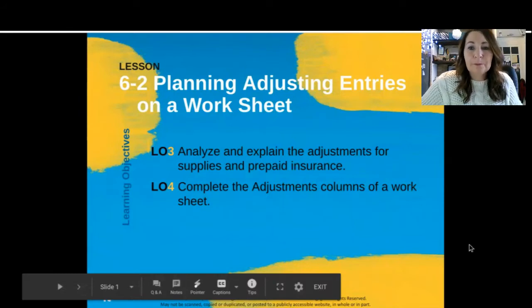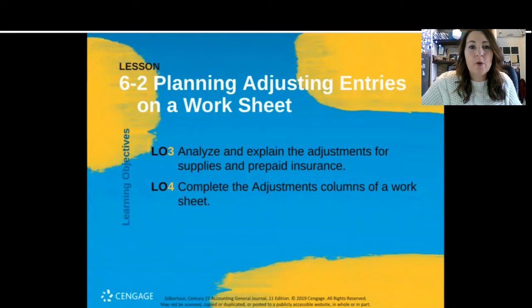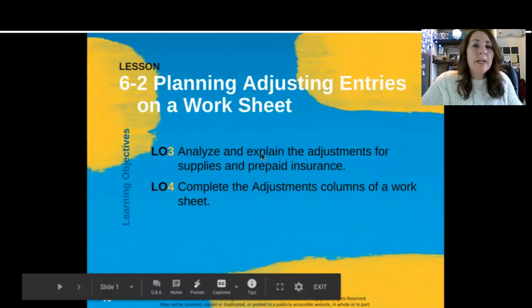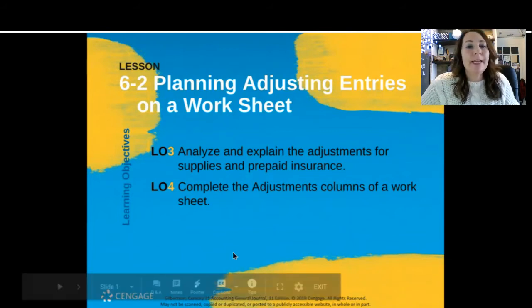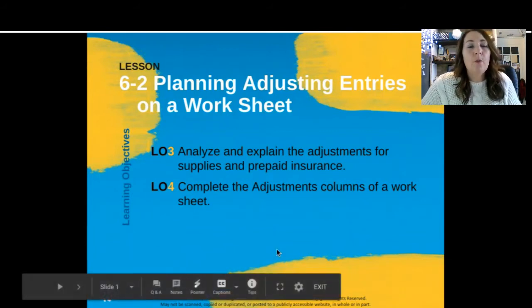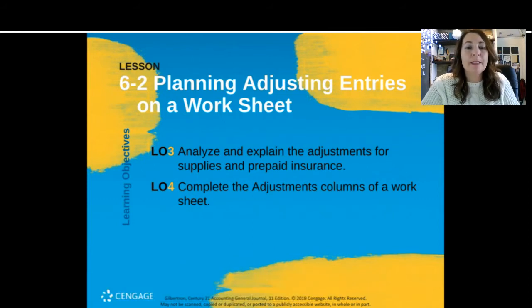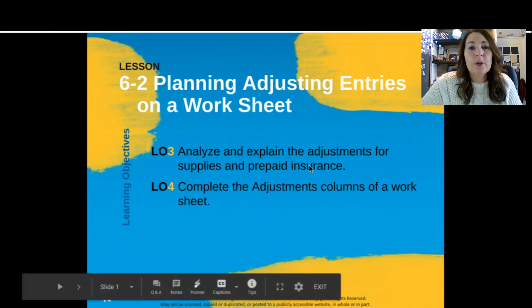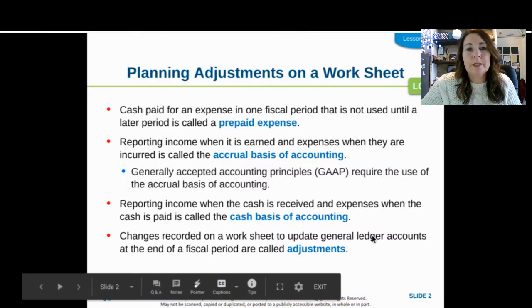Welcome back. In this video, we are going to be working on Chapter 6, Lesson 2 in Accounting 1. We have started the worksheet where we have listed all of our accounts and their current balances. In this one, we're going to be doing those adjusting entries that I talked about in the last video. So we're going to analyze and explain the adjustments for supplies and prepaid insurance, and then complete those adjustment columns.